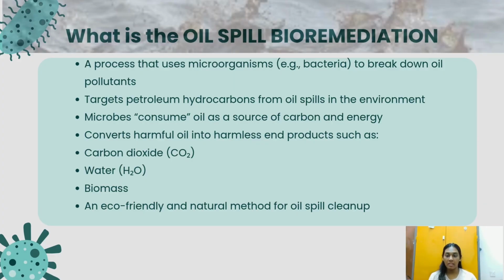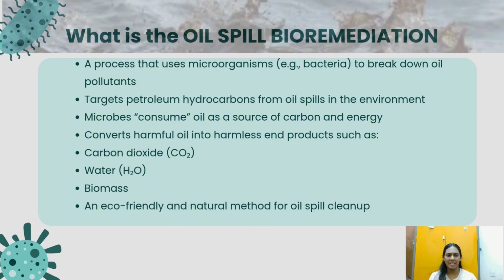Okay, next slide is about the introduction. So before we go into the process, let's first understand what oil spill bioremediation actually is. Basically, oil spill bioremediation is a natural way of cleaning up oil pollution using microorganisms, especially bacteria. So when an oil spill happens, a large amount of petroleum hydrocarbon is released into the environment. These hydrocarbons can cause harm to marine life, plants, animals, and even humans.